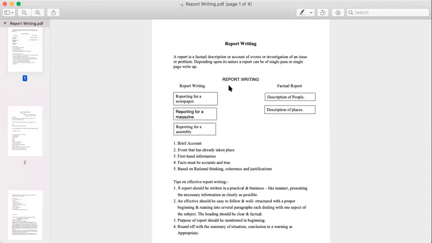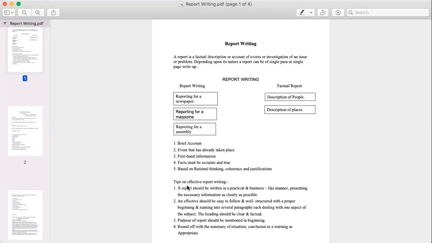Report writing can be reporting for a newspaper, reporting for a magazine, reporting for an assembly, or a factual report where we write description of people and description of places. A report actually is a brief account. The events have already taken place. First-hand information. The facts must be accurate and true, based on rational thinking, coherence, and justification.